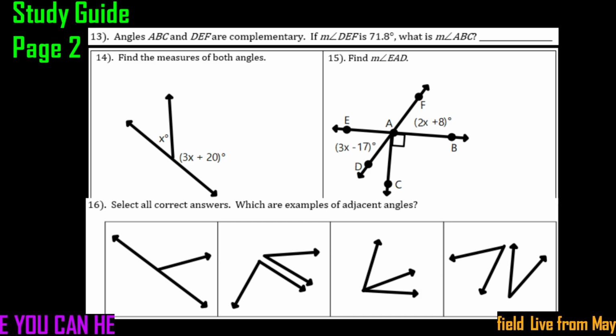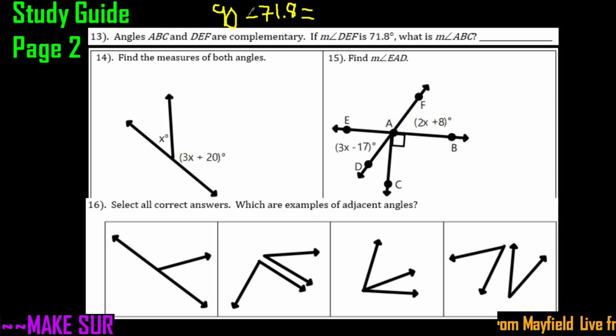And for the last couple on here, it says angles ABC and DEF are complementary. That means their sum is 90 degrees. And so it gives you one of them. It says if one of the angles is 71.8, what is the other angle? So again, we can take the difference of those two to find our last one. So that means we'd have 18.2 degrees. So we could say angle ABC is 18.2 degrees.